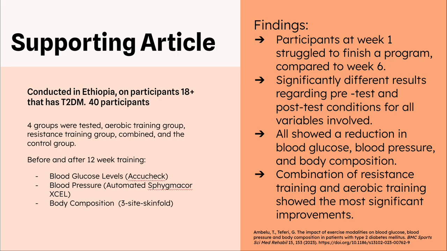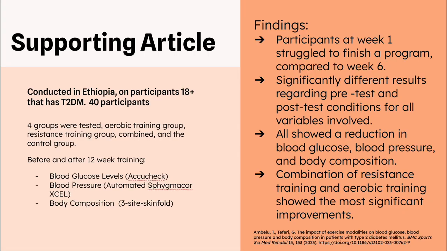These were 60-minute total workouts with a 10 to 15-minute warm-up and then a 10 to 15-minute cool down on each side. All workouts were overseen by fitness professionals to make sure they were done correctly. The findings were that participants at week 1 compared to week 6 were able to perform a full workout without having to take breaks, so they showed a lot of improvements in cardiovascular health.